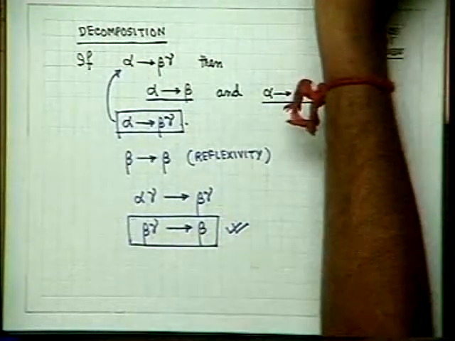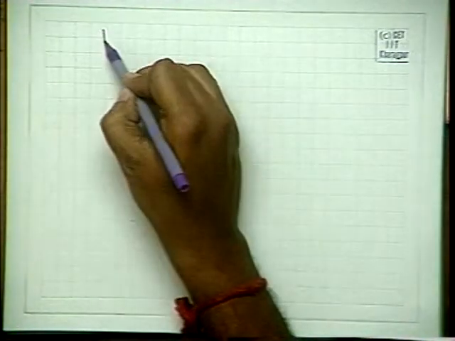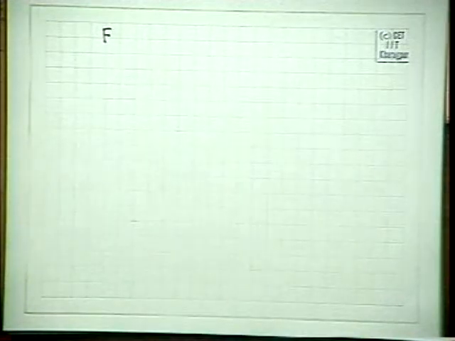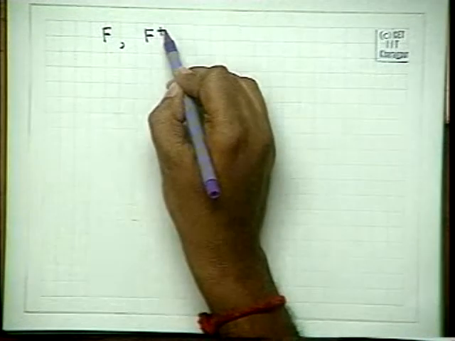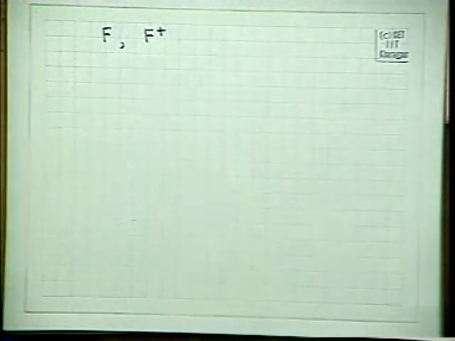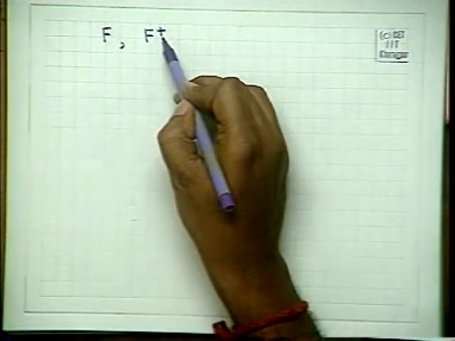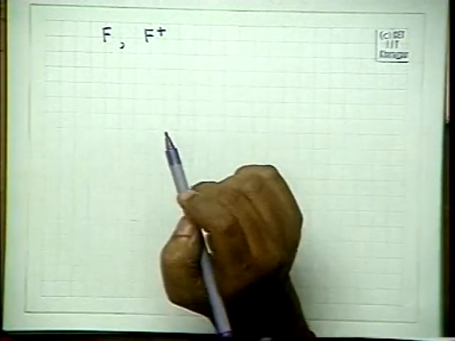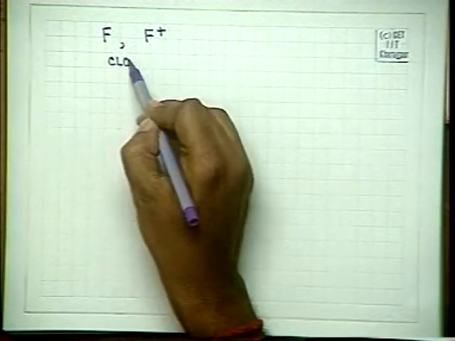So, using these rules we can find what is called the closure of a set of functional dependencies. Another useful item: we have got the concept of F, which is the set of functional dependencies. We have got the concept of F plus, which is the closure of the set of functional dependencies. Now, the closure can also be found in another manner. The closure can be found by what is called the closure of a set of attributes.